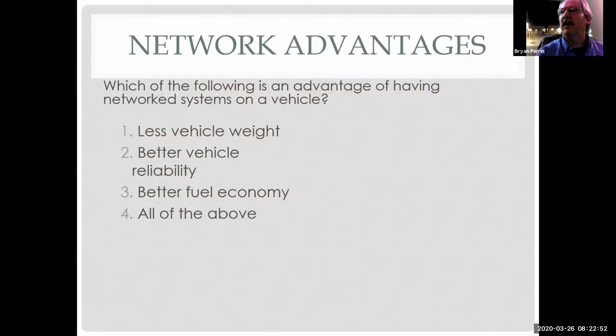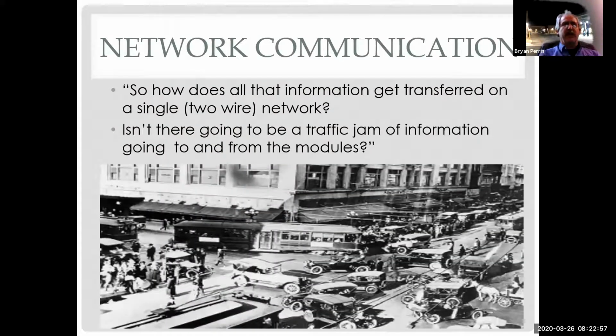So we'll get there. All right, so let's get back to this. Network communication. How does all that information get transferred in a single wire or two-wire network? Is there going to be a big traffic jam of information going to and from the modules? And here is obviously before we had street lights, and we had a lot fewer cars then, and look at the congestion. So there has to be an order, just like we have an order and rules when we're on the highway. There's an order and rules in the network, and those rules are defined by the network protocol.